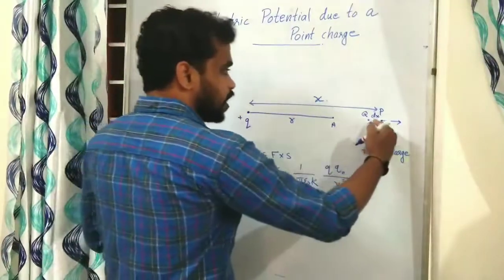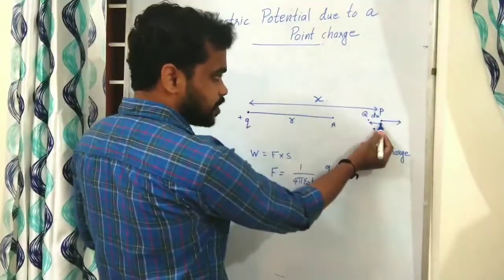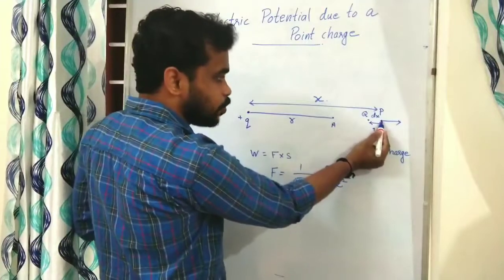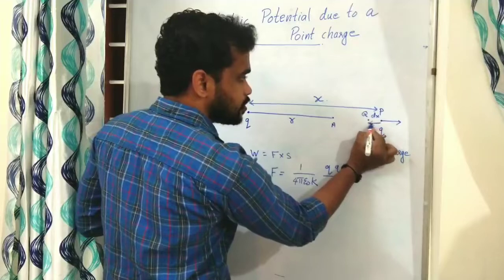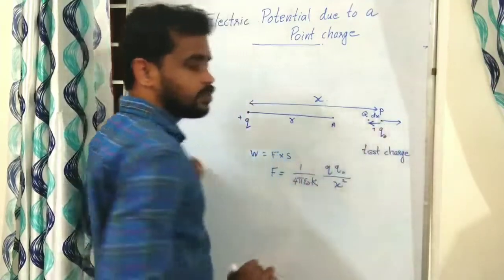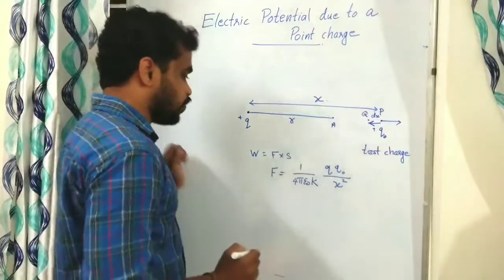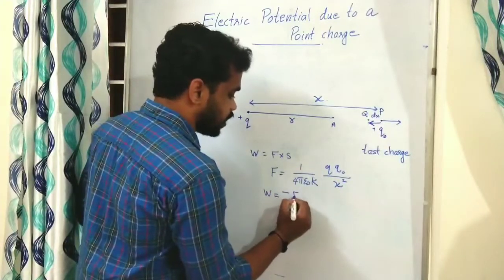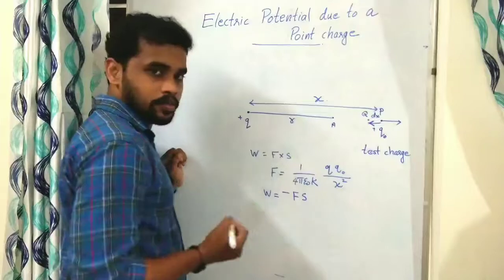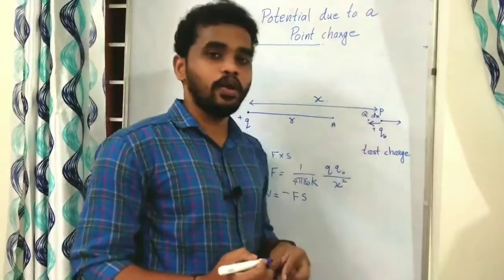Then this force is acting in this direction, but the displacement is in the opposite direction. The charge is moving in this direction. The force is acting in the opposite direction. Therefore, the work done W is not positive, it is negative. What is the reason? Because the force and displacement are in opposite directions.